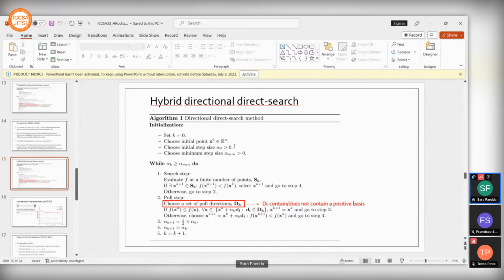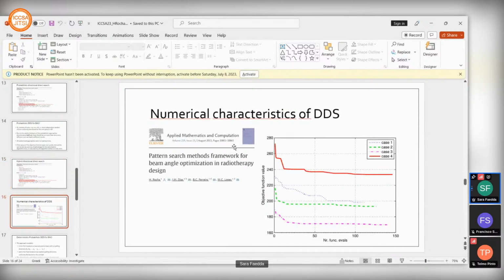Instead of using positive bases or, alternatively, a reduced number of random directions, we will use sometimes positive basis directions and sometimes a reduced number of polling directions, using what we already knew. This is from a previous work, and these are the results for 4 complex cases of head and neck cancer. And in this previous work we used the maximal positive basis. And we can see that most of the improvement of the objective function is obtained in the first iterations. And then it takes a long time to converge with few improvements in the objective function.